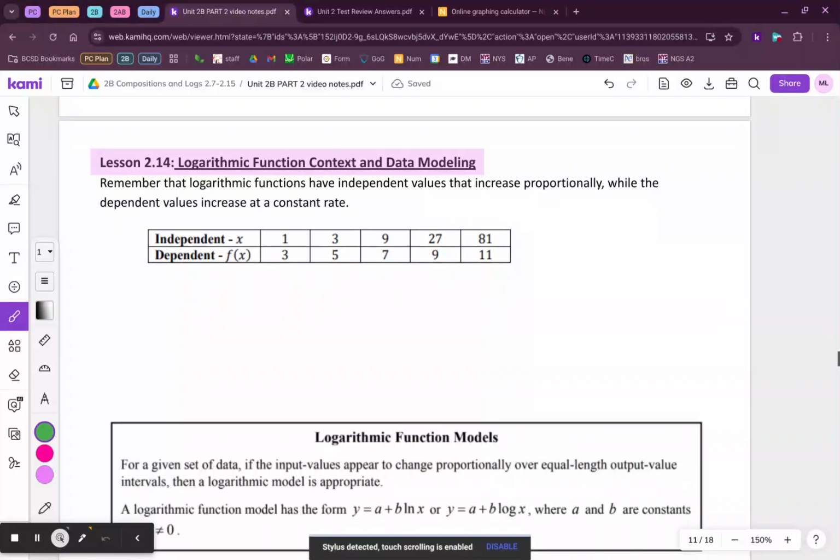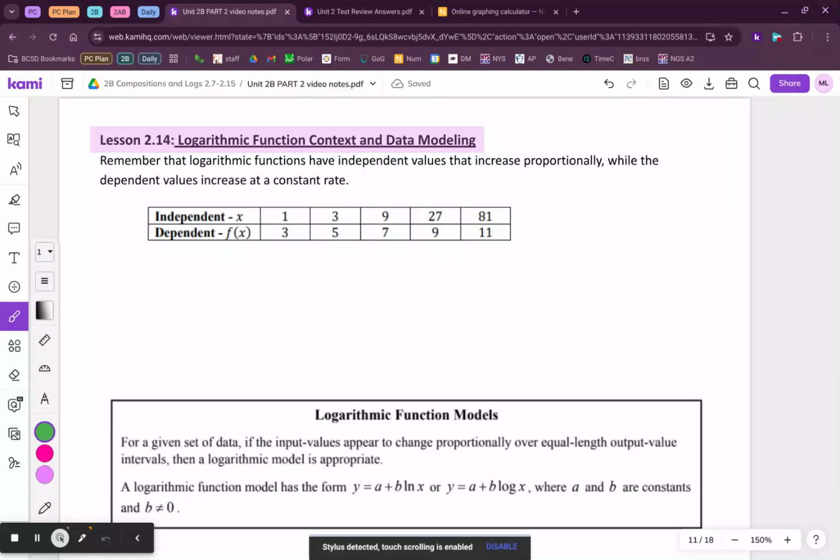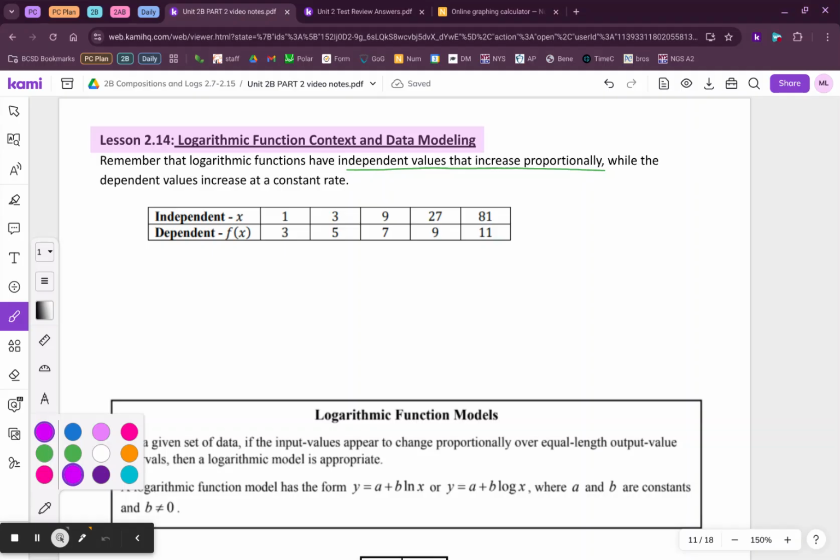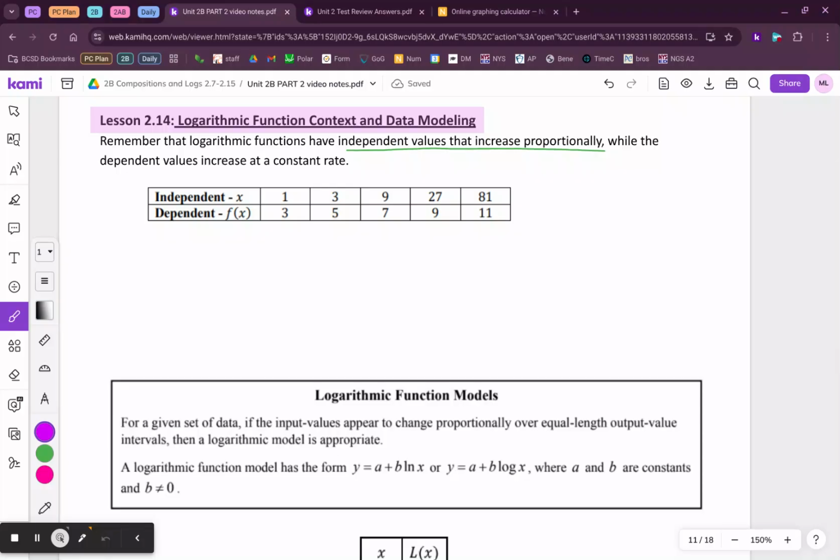All right, in this lesson, we're going to use logs to model some data. Okay, so we have this little table, and remember that the independent values increase proportionally while the dependent or the y values, the outputs, increase at a constant rate. So those are your equal length output intervals. If we look at this table here, the outputs are increasing by 2 each time. So we have equal length output intervals.